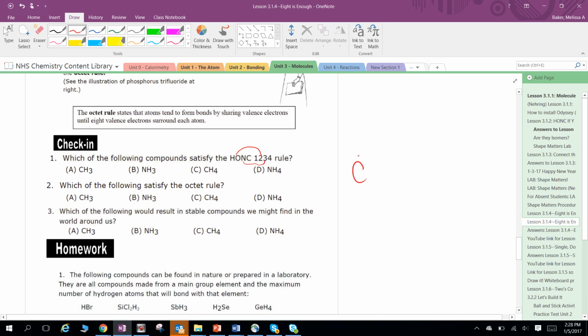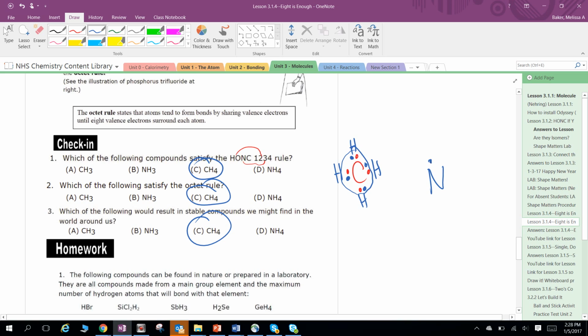So let's start with carbon. Carbon is in group 4A, so it has 4 valence electrons. That means that it wants to make 4 bonds. So 4 hydrogens, each with 1 valence electron, could end up making CH4. This would also satisfy the octet rule because now the carbon is surrounded by 8 valence electrons. So that would be a stable compound that we could find.